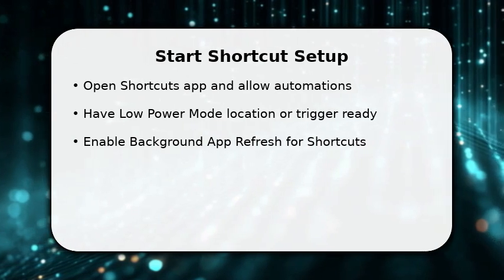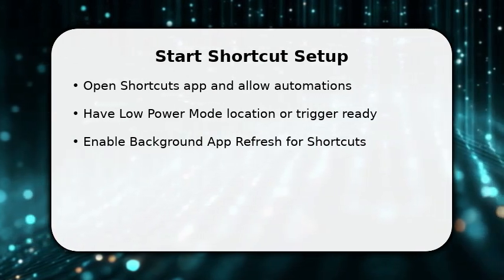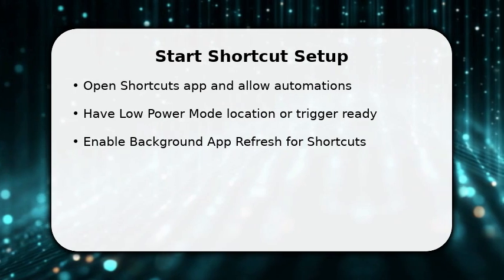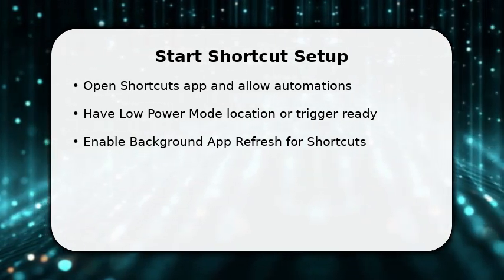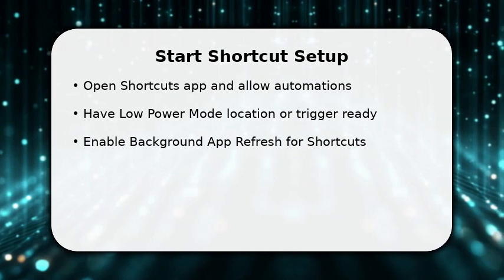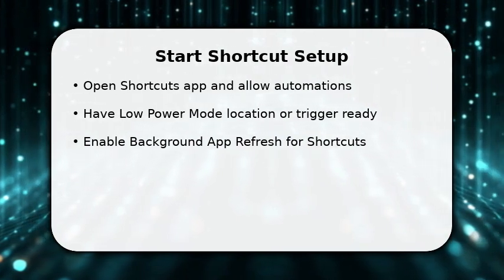You want to use battery level if your aim is automatic power saving. Set the slider to the percent you prefer. Make sure low power mode is toggleable on your device so Shortcuts can switch it on. This avoids permission hiccups later.